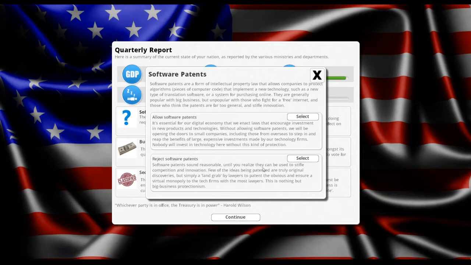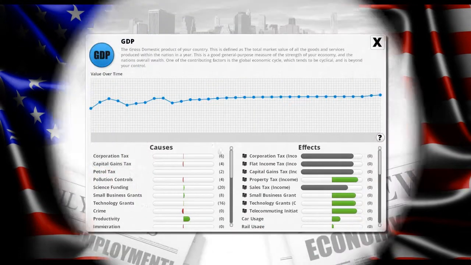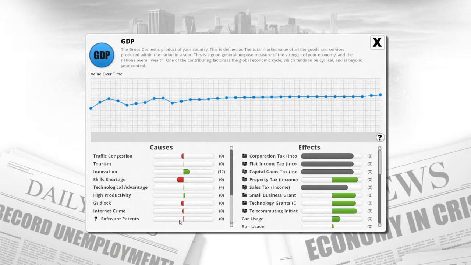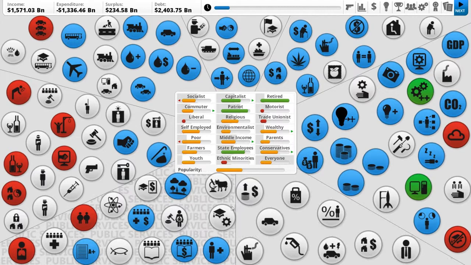Software patents sound reasonable until you realize that they can be used to stifle competition and innovation. Few of the ideas being patented are truly original discoveries, but simply a land grab by lawyers to patent the obvious and ensure a virtual monopoly to the tech firms with the most lawyers. This is nothing but big business protectionism. So, I think that technically makes your GDP go down a little bit. Yeah, it does. I don't really understand that because it makes competition go up. It should make innovation go up. I should try to change that. Maybe in a future version of the mod.